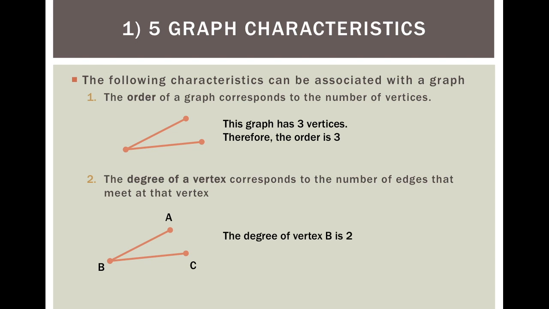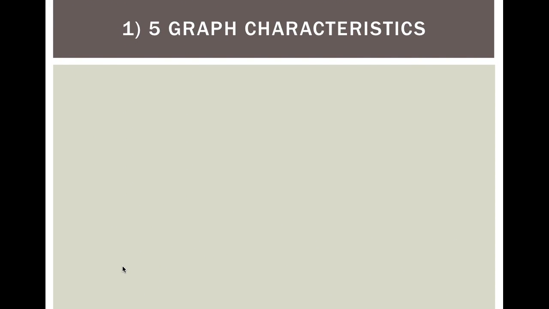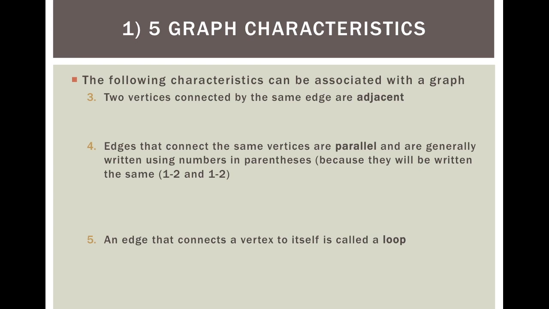In this case, the degree of vertex B would be 2 because two edges meet at that vertex. These are going to be the next 3 graph characteristics of the 5. Number 3, 2 vertices connected by the same edge are adjacent. So here, vertices A and B are adjacent because they are connected by the same edge.